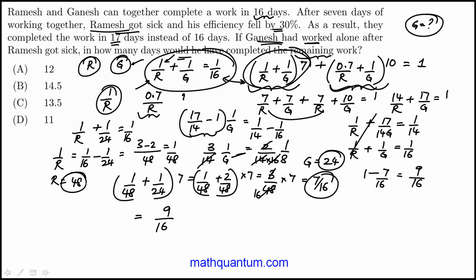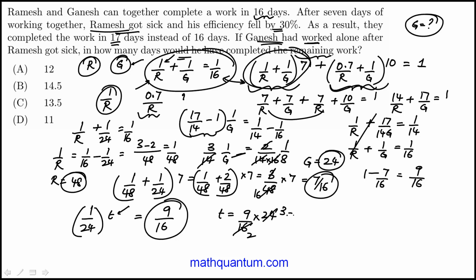And his rate is 1/24. So I multiply that by time. This will be the time to do that remaining job. So T is 9/16 times 24, 27/2, which is 13.5. Answer choice C.